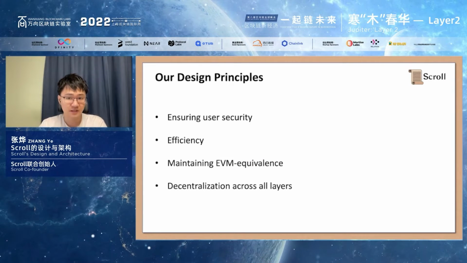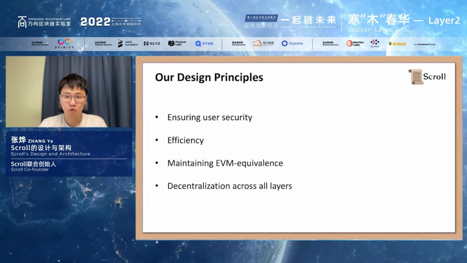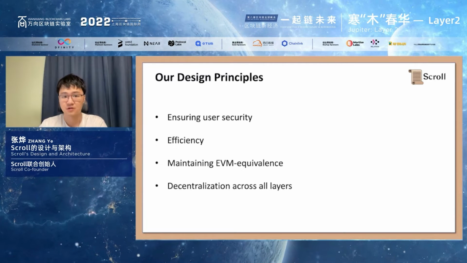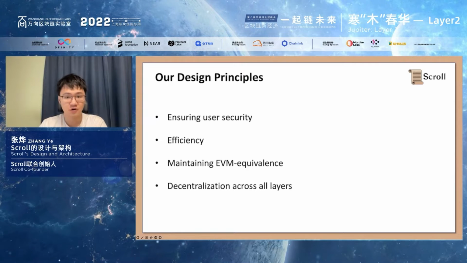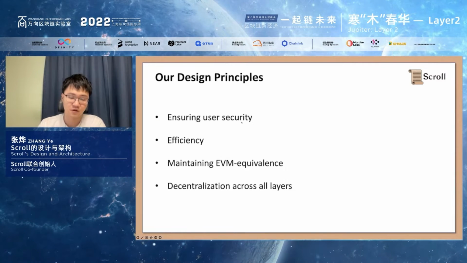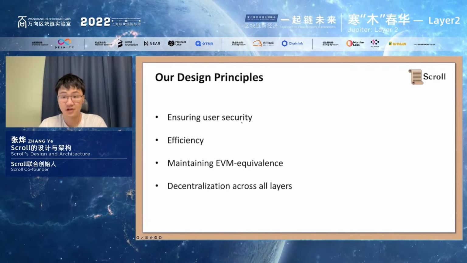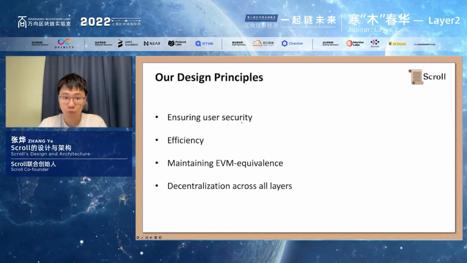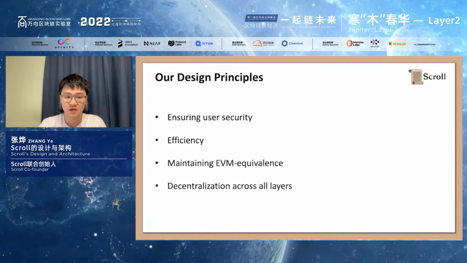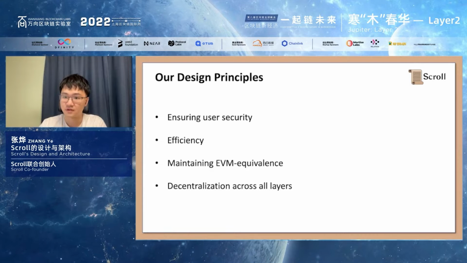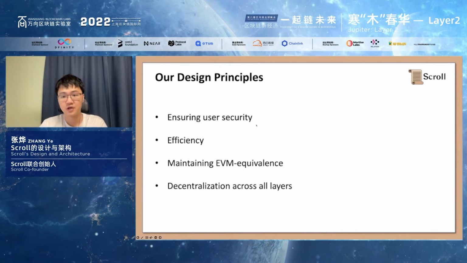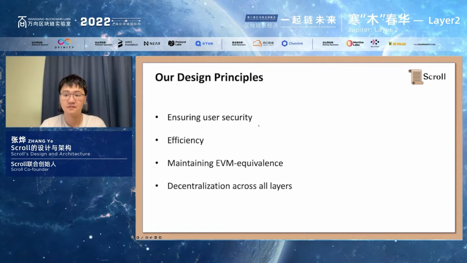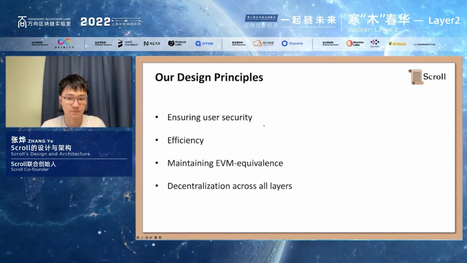Before diving into more technical details, let me first describe the principles that drive our design decisions. The first priority for us is security. In the context of scaling solutions, the most important form of security is users' funds and their data. We are rooting the security of Scroll in the most secure and decentralized base layer, Ethereum.